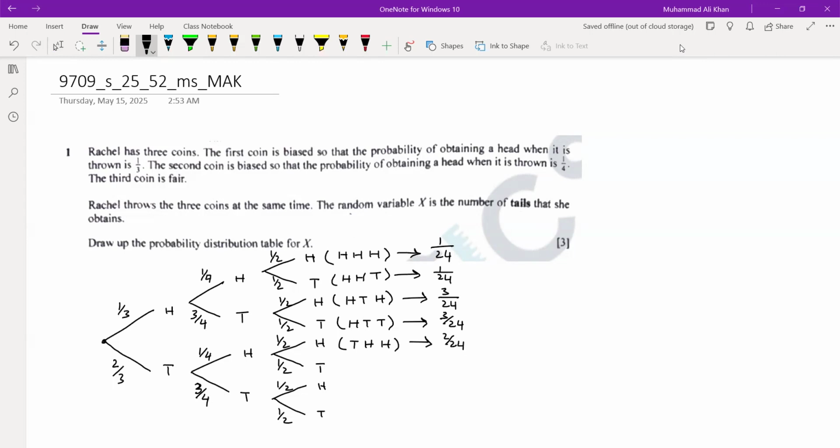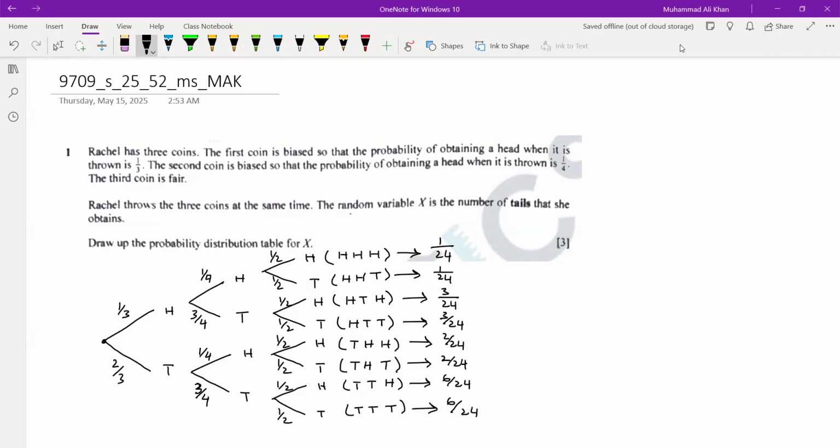So it will be 2/24. Now tail, head, tail. So it is 2/24. Second last, tail, tail, head. So it will be 6/24. And the last one, tail, tail, tail. So it will be 6/24.